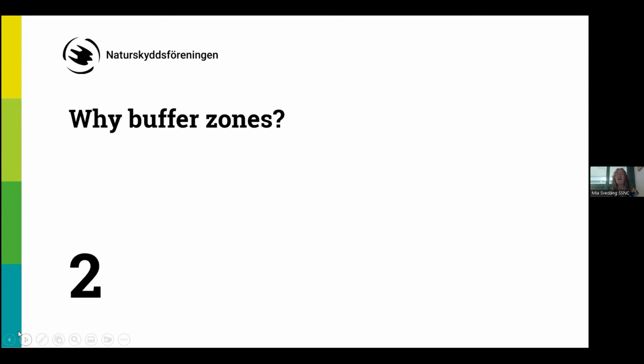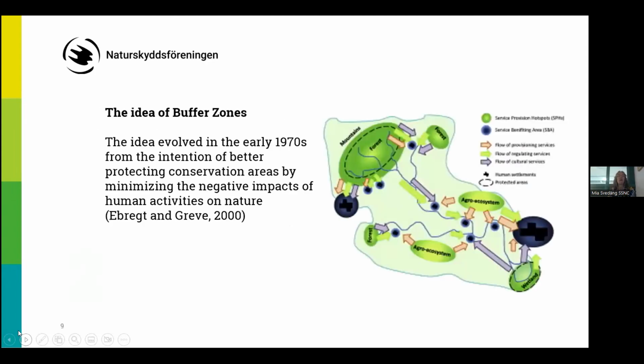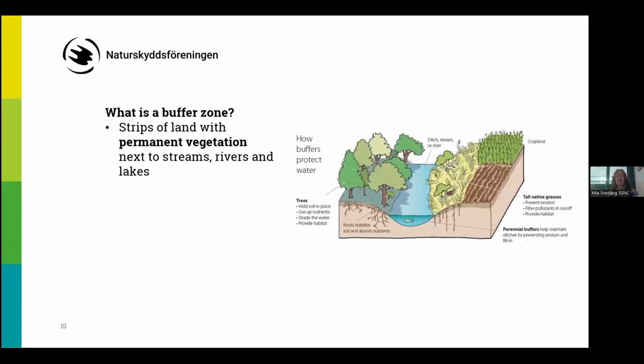So why do we want buffer zones? Why are we talking about buffer zones? Well, the idea of buffer zones has evolved since the early 70s. And it started with the intention of better protecting conservation areas by minimizing the negative impacts of human activities on nature. So it actually came from nature conservation areas in the United States, where they started to talk about buffer zones. And what is a buffer zone then?